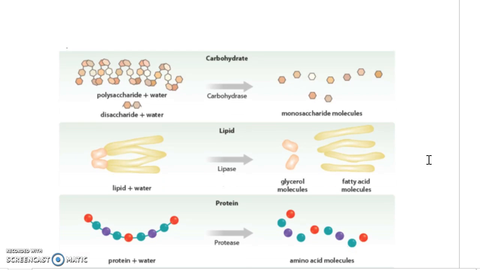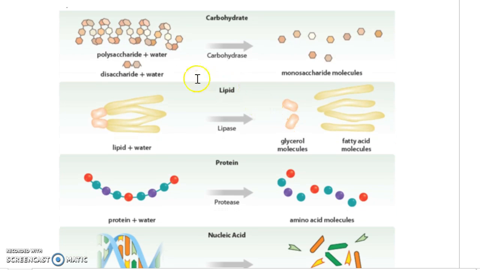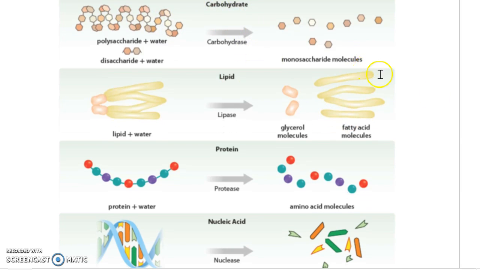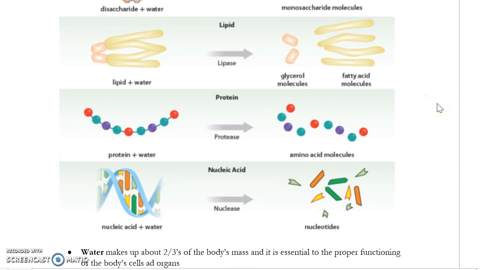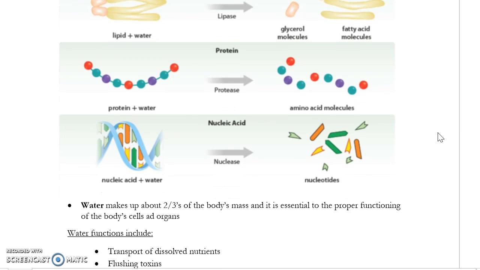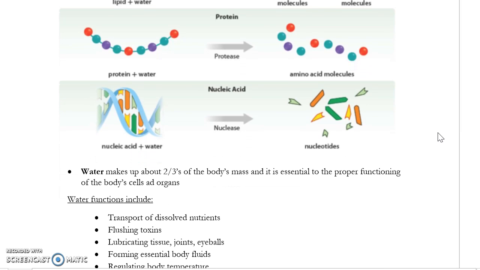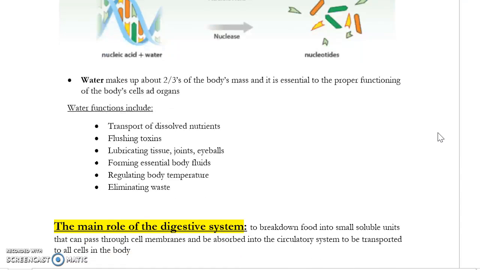Then here are some great diagrams to show you. So they're just breaking things down into their respective monomers. So you remember the monomers for carbs are monosaccharides, monomers for lipids are glycerol and fatty acids, monomers for proteins are amino acids, and monomers for your nucleic acids are nucleotides.